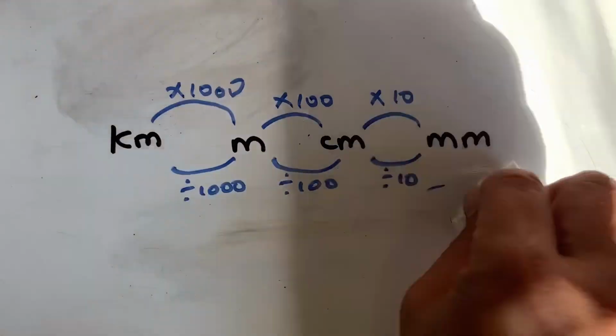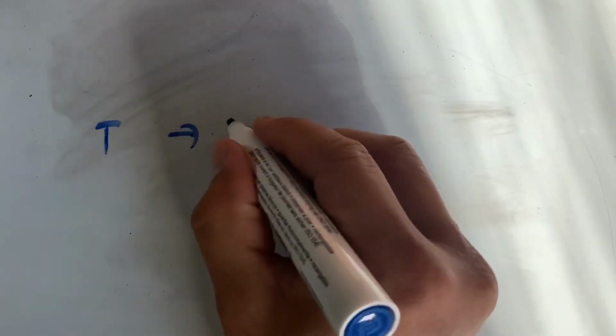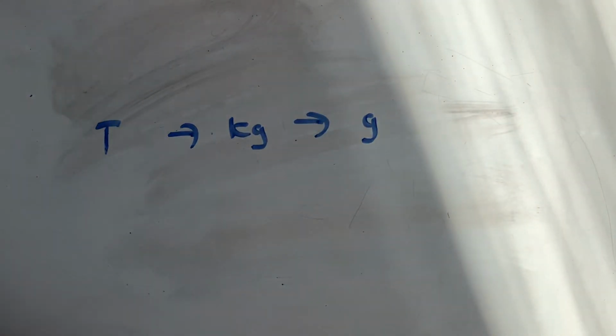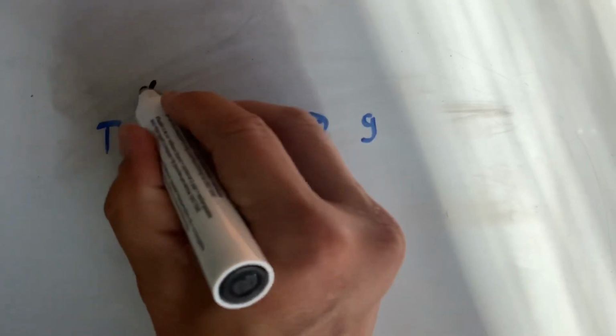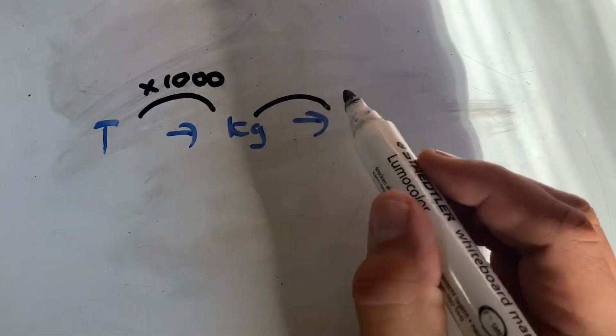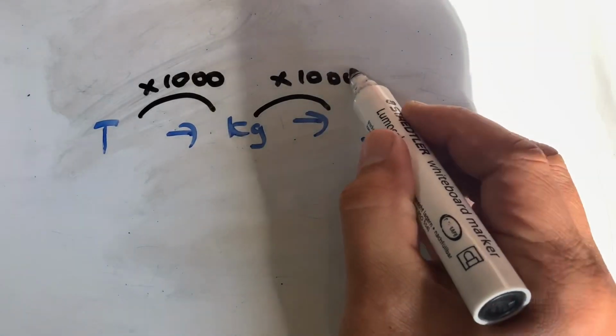Okay. Now we shall convert mass. Mass is the weight. So mass, we have a couple. The ones that we're going to learn are tons, followed by kilogram, followed by gram. This is simpler still. To convert a ton to a kilogram, you multiply by 1,000. At the same time, from kilogram to gram, you multiply by 1,000 too.